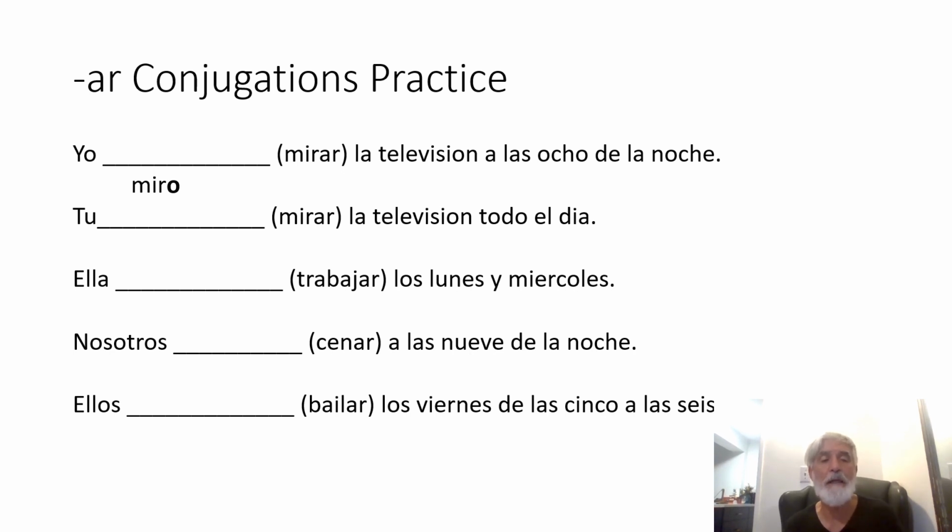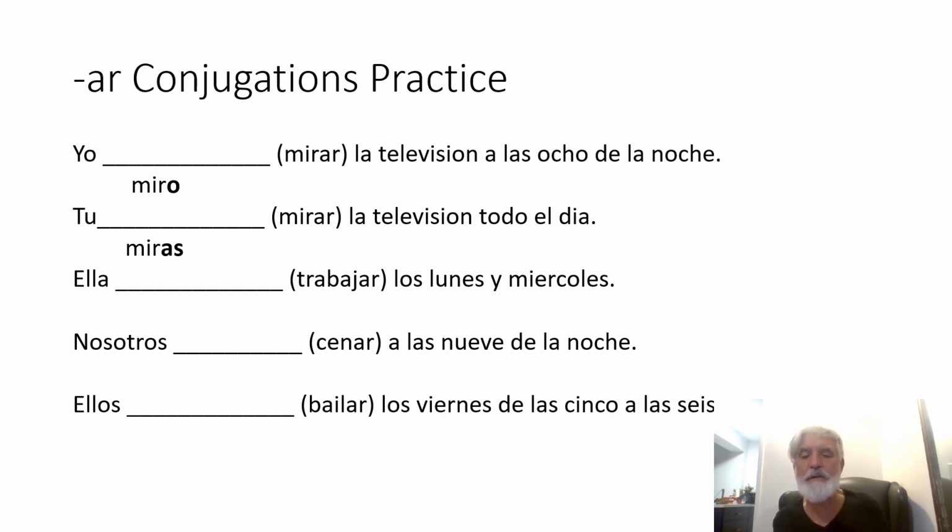Now I'm going to use mirar again with tú, and I want to say that you watch television all day, todo el día. So I have to get the stem mir. What is the ending that goes with tú for an AR verb? It's going to be as. Tú miras la televisión. Now let's look at another AR verb, a very important verb, trabajar, the verb to work.